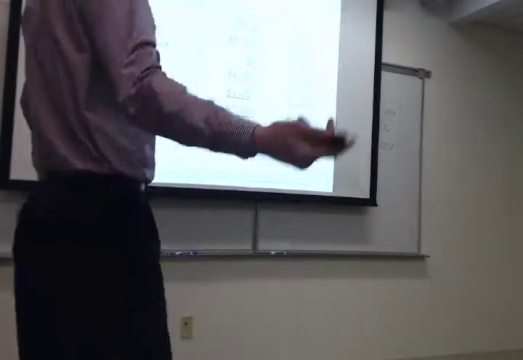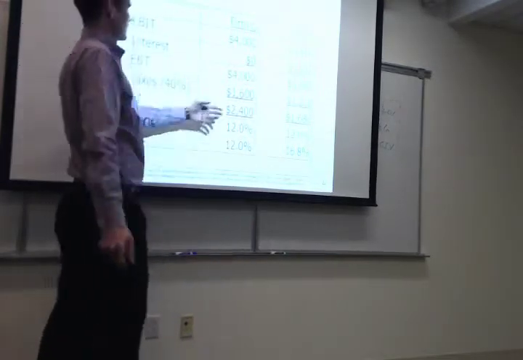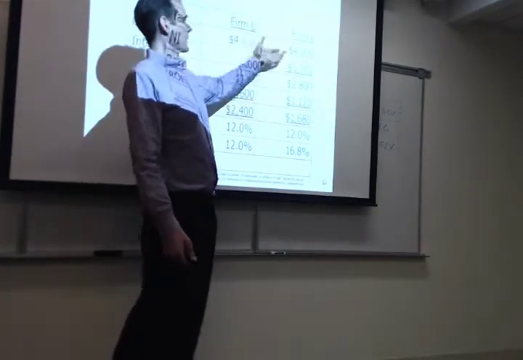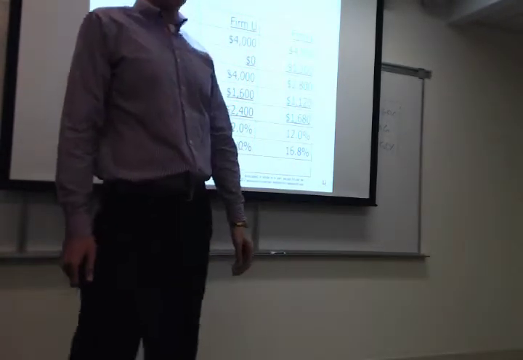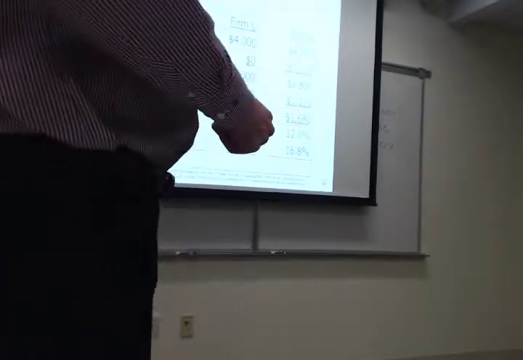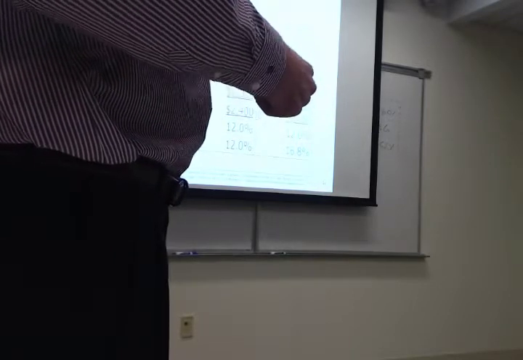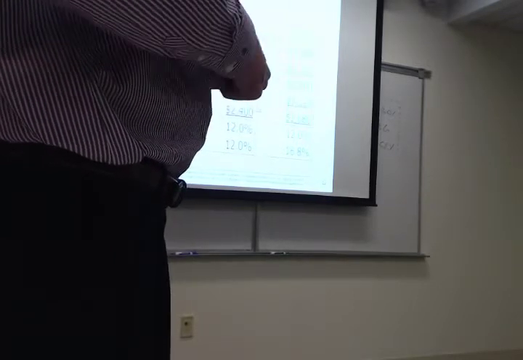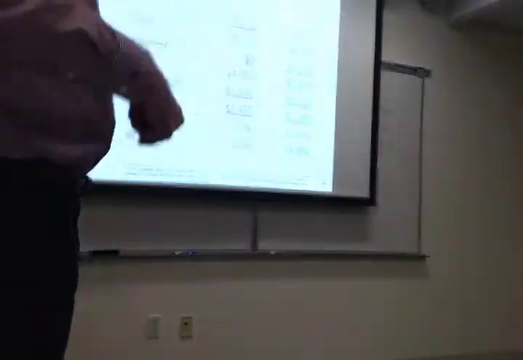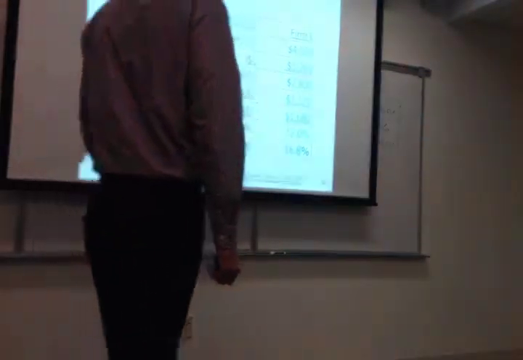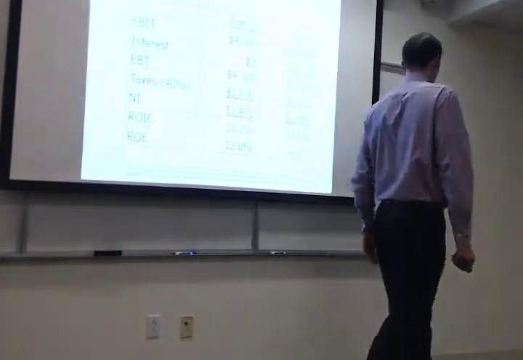If EBIT increases, in the previous slide it was 3,000, now it's 4,000. Take a look at that. Tell me what happened to the return on invested capital and the return on equity. Just take a minute to look at that slide and explain these four cells to me.